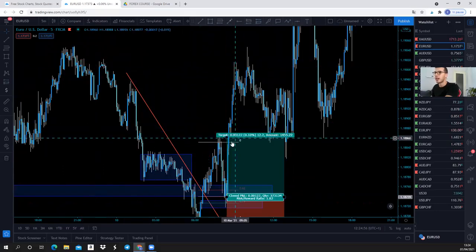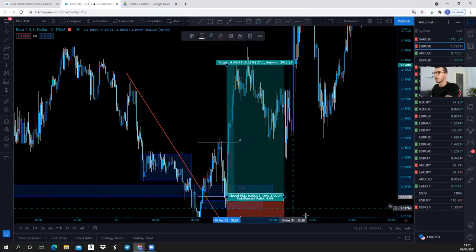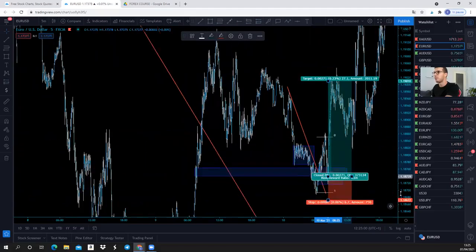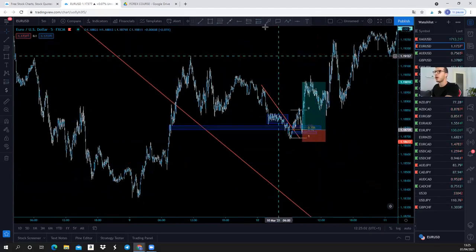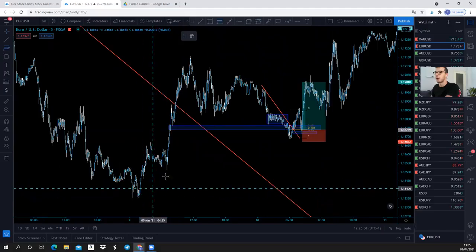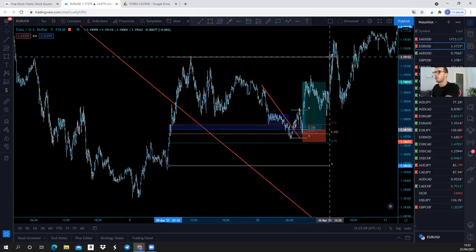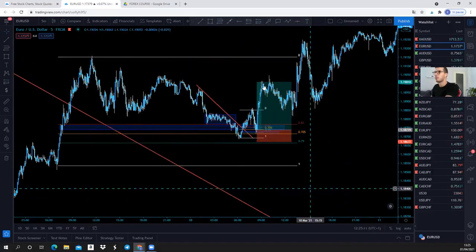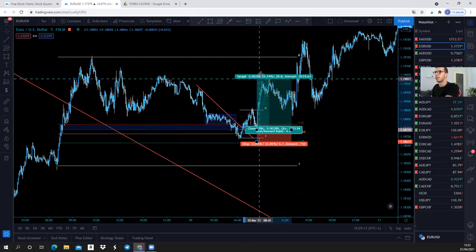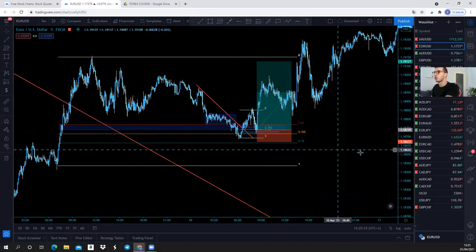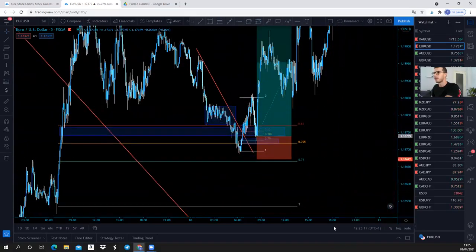Possibly targeting these highs first, 1 to 4 risk to reward ratio, but look at the bigger picture when we had the fibs right here. What if we target those highs? 1 to 6 risk to reward ratio, even better.